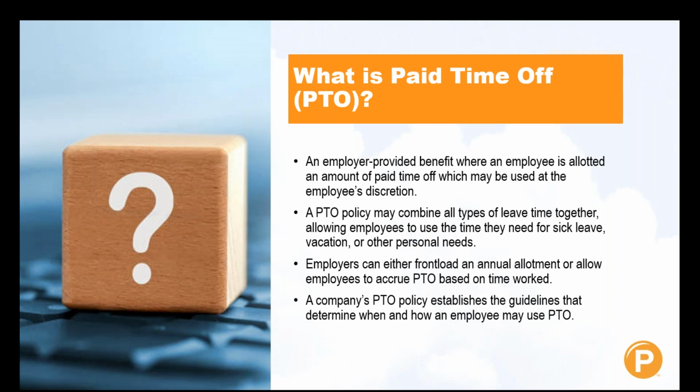Employers can choose to either front load an annual allotment. So let's say you're going to give your employees 3 days. You can give it to them at the beginning of the leave year. Or you can allow your employees to actually accrue PTO based on time worked, which is a very common practice. And then a company's PTO policy establishes the guidelines that determine when and how an employee may use their PTO.